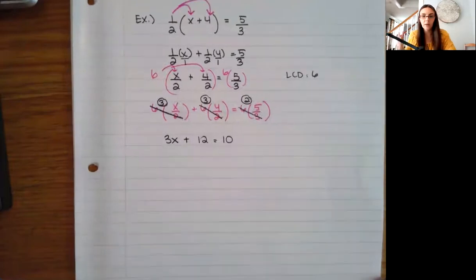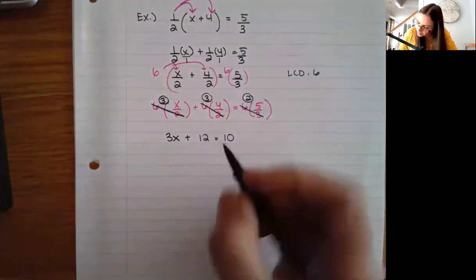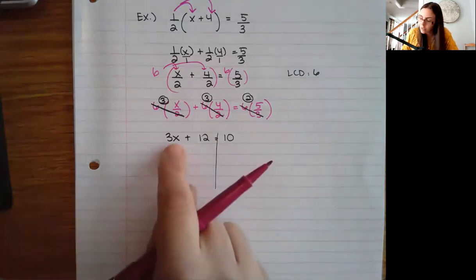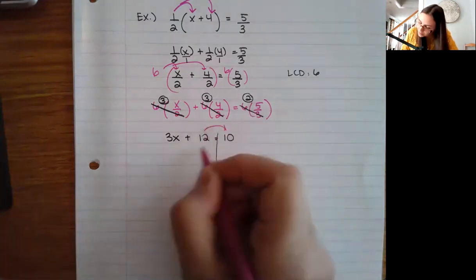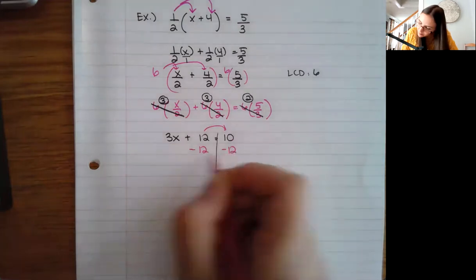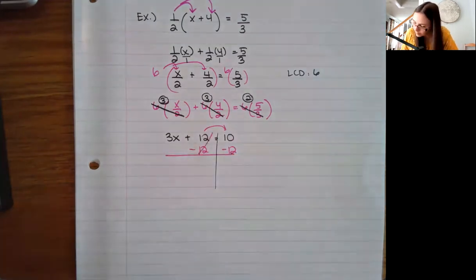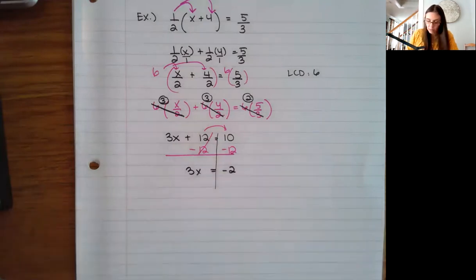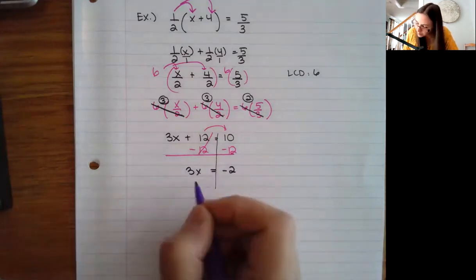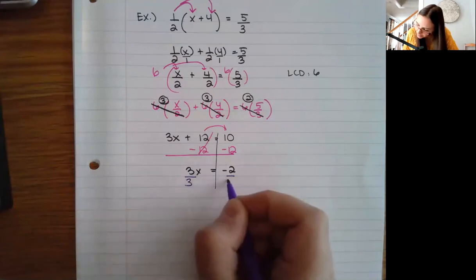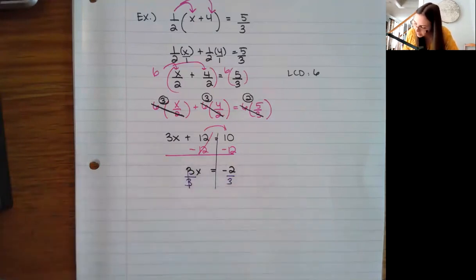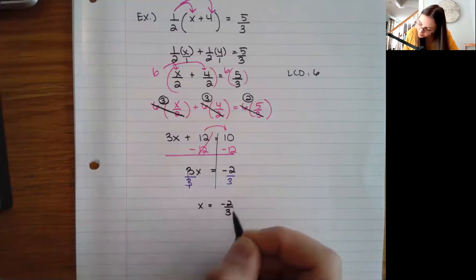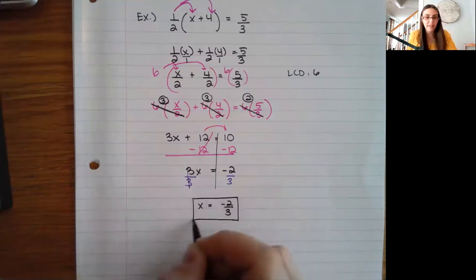Okay, so now I just have a regular problem, and I'm going to go ahead and start solving. So remember, our goal is to get the x by itself. So I want to bring the 12 to the other side in this case. So 3x equals negative 2. I'm going to go ahead and divide both sides by 3 to get that x by itself. Then I have x is equal to negative 2/3. 2/3 is simplified, so I am done here as my final answer.